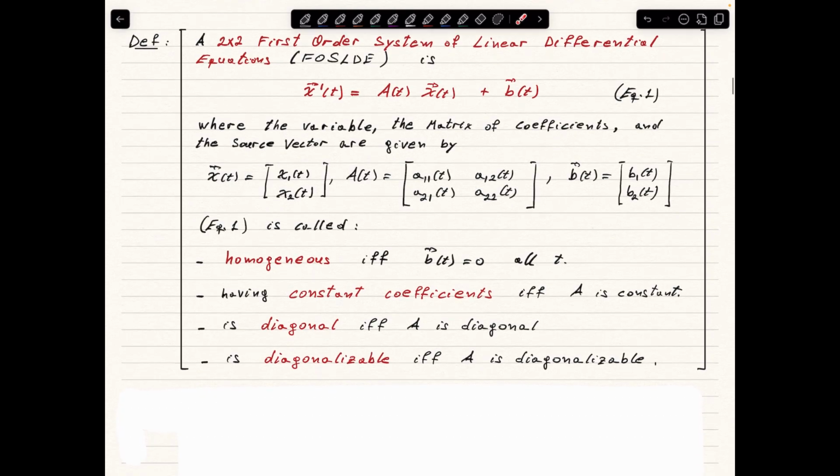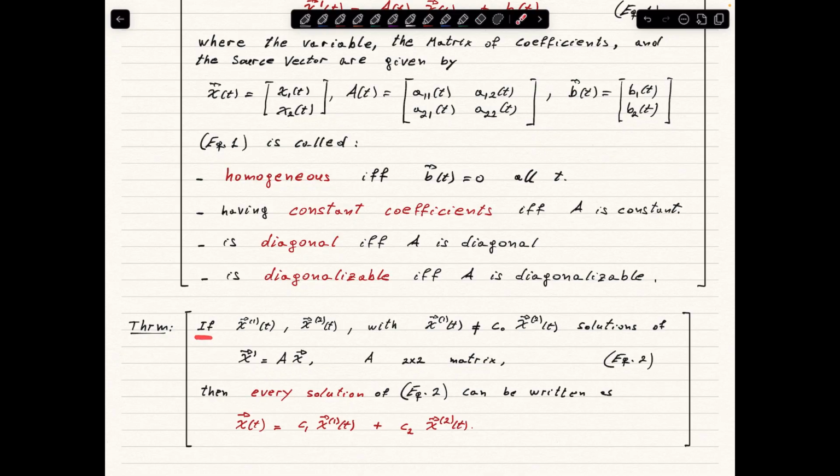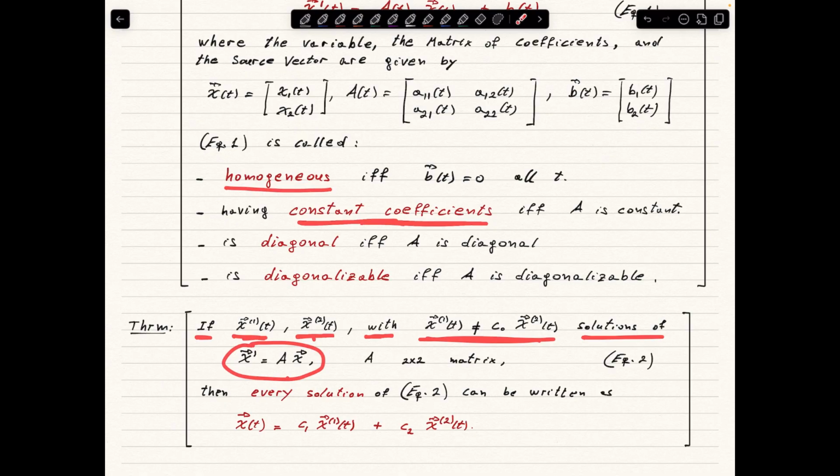The other thing we are going to need today is the main result from a previous video: if you have two functions, x1 of t and x2 of t, with the property that they are not proportional to each other, and these two functions are actually solutions of an equation of this form, which is a 2x2 system of first order equations that is homogeneous and with constant coefficients, then every solution, any other solution of this equation, equation 2, can be written as a linear combination of these two functions, x1 and x2. Recall, they are solutions of the equation and they are not proportional to each other.